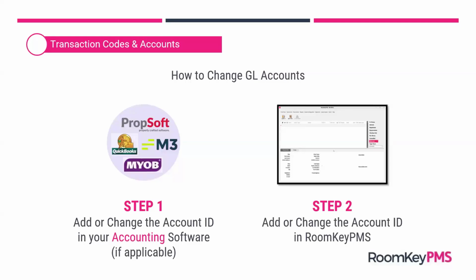So I showed the example there of changing the account identifier to a numerical code that uses a dash. That's the most common one that I see used with software like M3 and QuickBooks. So just be mindful that you know what your account ID or account identifier is on your accounting software or platform first, and then you can update that information, step number two, in RoomKey. Okay, fantastic.